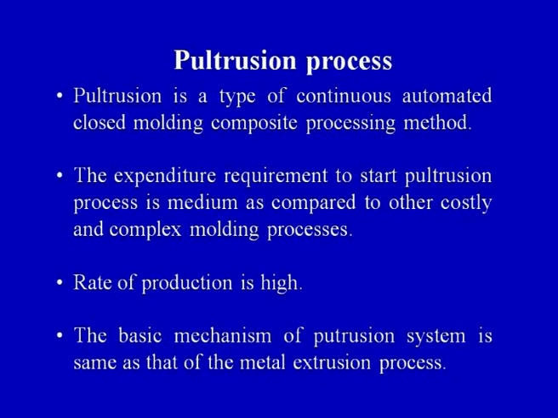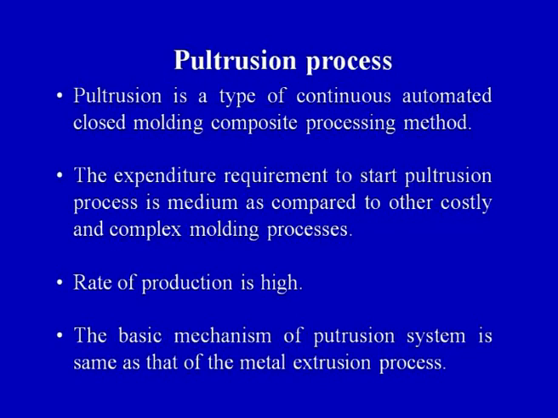So the first sentence has 2-3 important points: pultrusion is a continuous process, it can be an automatic process, and the die or the mold is a closed mold method. The expenditure required to start the pultrusion process is medium as compared to other costly and complex molding processes. There are other very complex, sophisticated molding processes, but the infrastructural cost required to establish a pultrusion process is medium as compared to the more sophisticated processes used for processing polymer matrix composites.